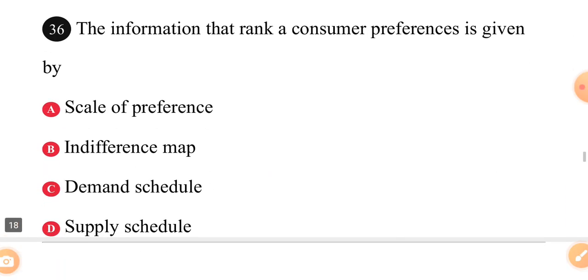We move on. The information that ranks a consumer's preferences is given by dash. A, scale of preference. B, indifference map. C, demand schedule. D, supply schedule. You already know the answer. Scale of preference.